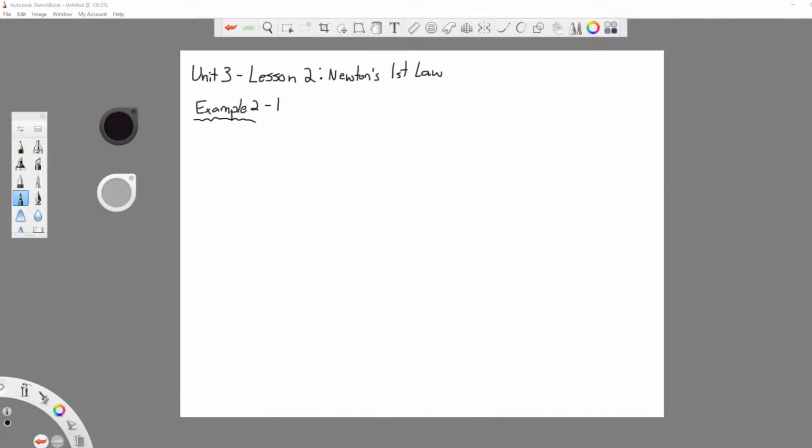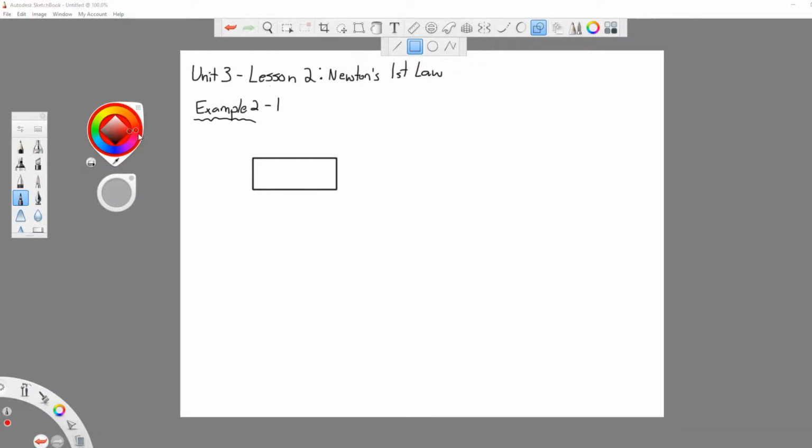Okay, welcome to Unit 3, Lesson 2, Newton's first law again. Here we're going to be doing example 2. Now example 2 actually has 3 questions to it, so this is going to be example 2-1 by this new notation I just came up with. Alright, so 2-1, I should have drawn this diagram out before I started this video, but that's okay, it's going to be a pretty quick question anyways.